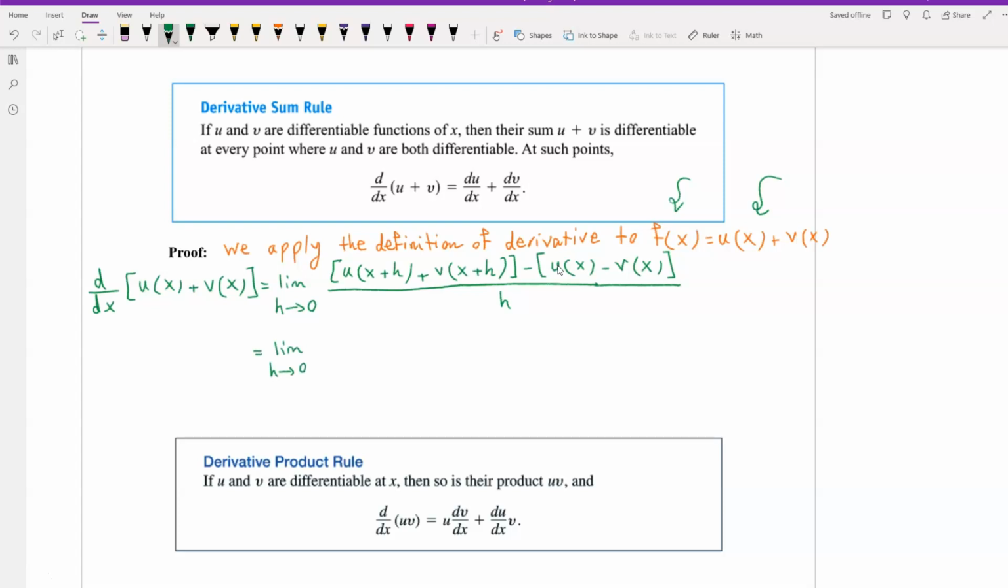So the limit is equal to, I'm going to write the first one based on u and the second based on v. So here I have u of x plus h minus u of x, divided by h, plus v of x plus h minus v of x, divided by h.